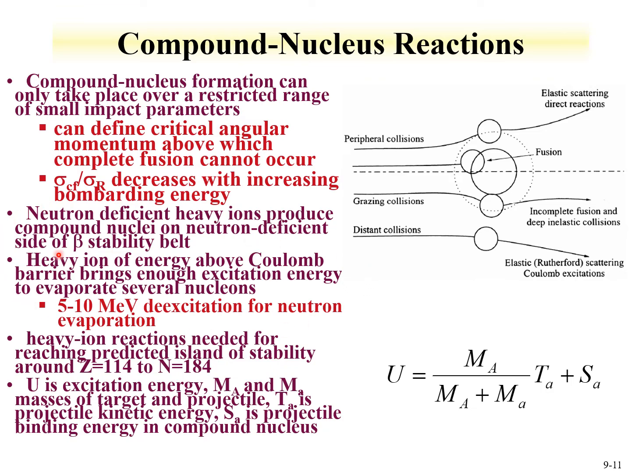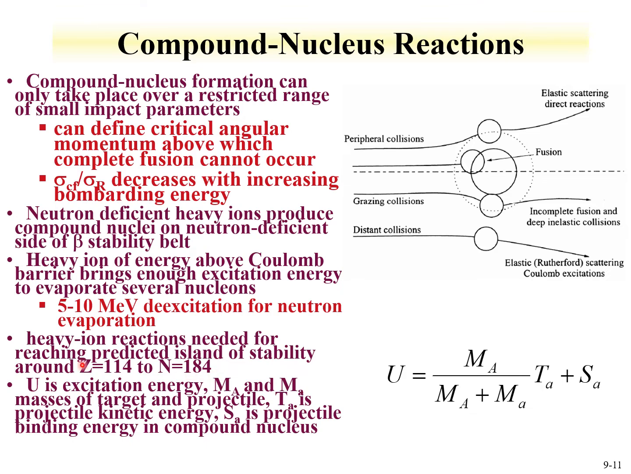During these heavy ion interactions, where the nuclei fuse, this compound nucleus is formed in an excited state, and it can de-excite with the emission of neutron evaporation. And these are the reactions that are used in heavy element production, where you get a compound nucleus formed and the emission of neutrons to form the ground state of the heavy element. These heavy ion reactions are needed for reaching the predicted island of stability in the heavy element regime. So Z of 114, N of 184.